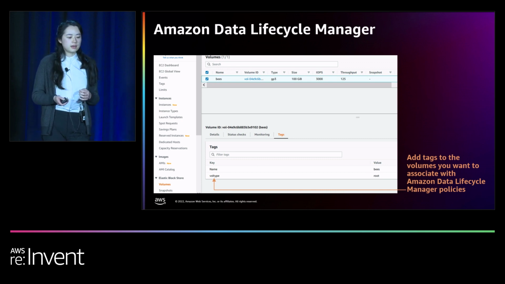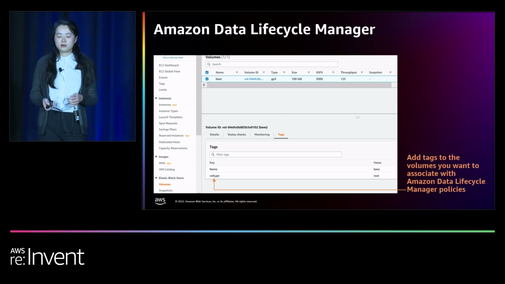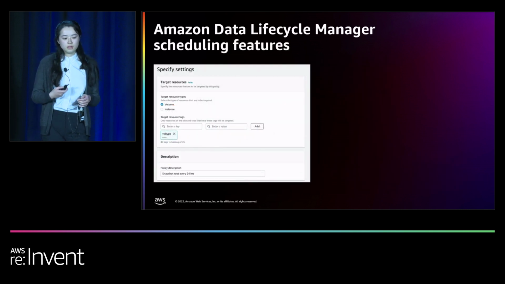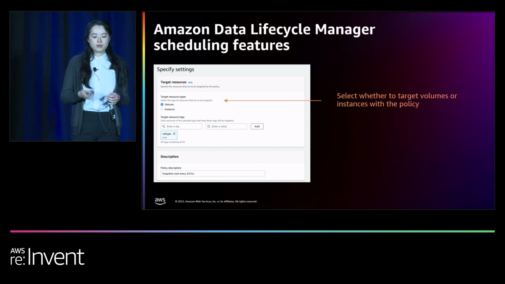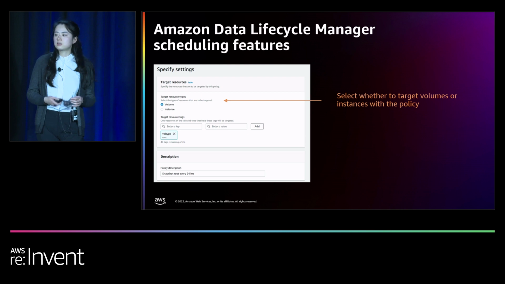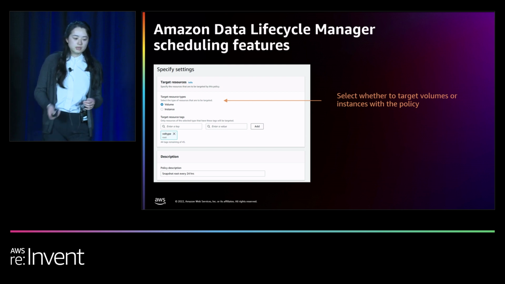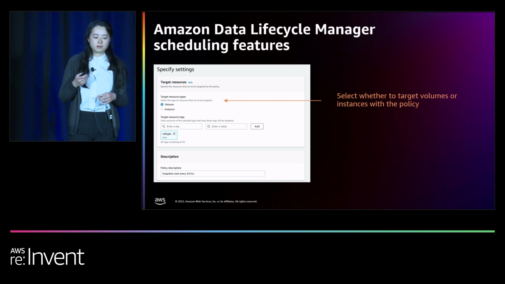Here you can see that I added a tag to a volume, vault type, that I want to apply DLM policies to. And here in DLM, you can select whether you want to target volumes or instances with this policy. Instance, when you run workloads with a single instance with multiple EBS volumes. Here we put in a volume tag, which is vault type.